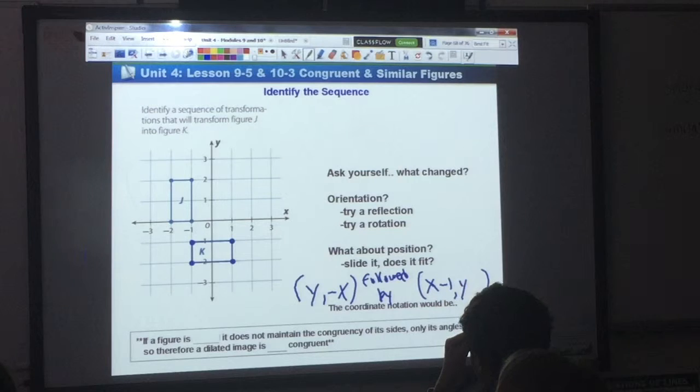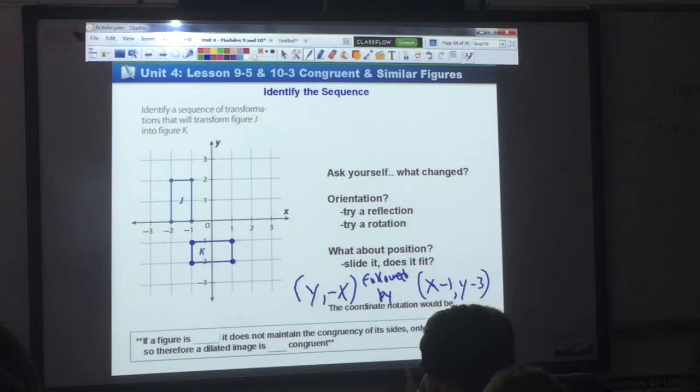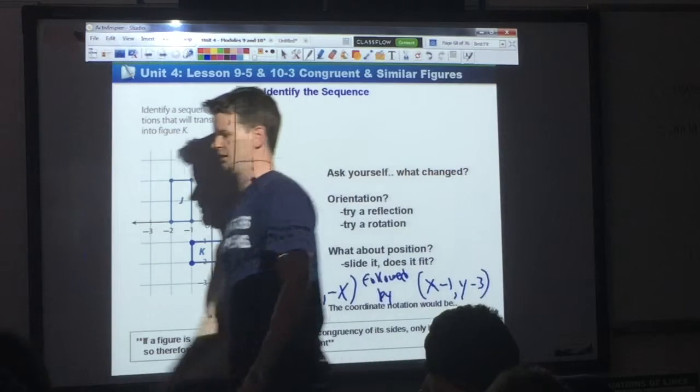Minus one. And then, did you move up or down? Down. How many units? Three. Is that addition or subtraction? Subtraction. So we're subtracting three. That is a good sequence. You could have done a rotation in the other direction. Either one of those would have been fine.